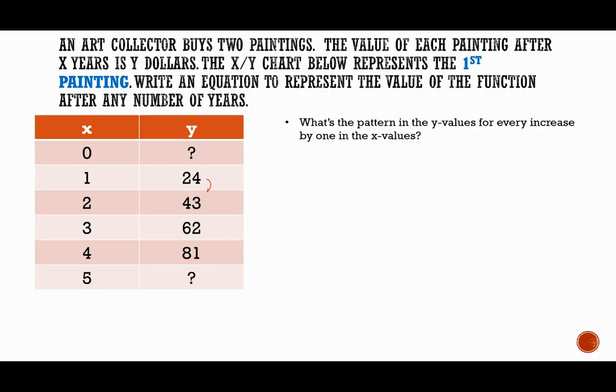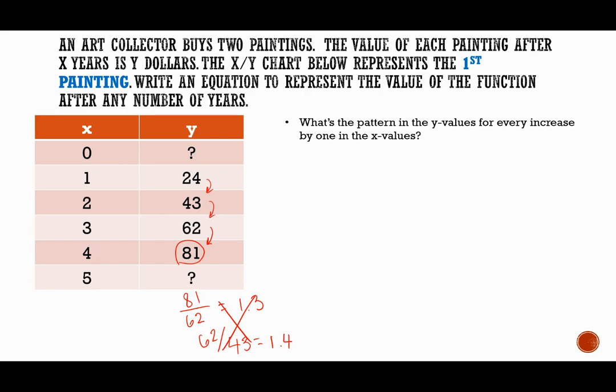So from 24 to 43, 43 to 62, 62 to 81, I want to know, am I adding, subtracting, or multiplying? So I pick a y value. Let's say I pick 81. When I divide 81 by its previous y value of 62, is the result the same as when I divide 62 by its previous y value, 43? I'm checking to see if those two numbers are the same. So the first one is about 1.3 if I round, and the second one is about 1.4 if I round. So they're not the same.